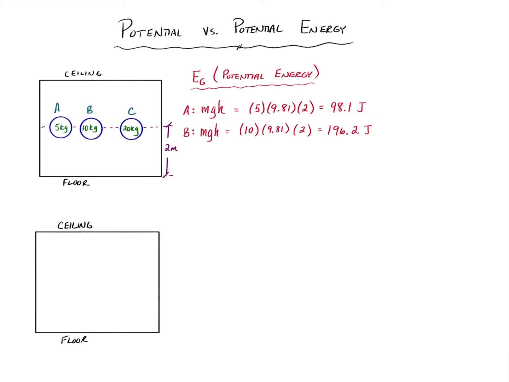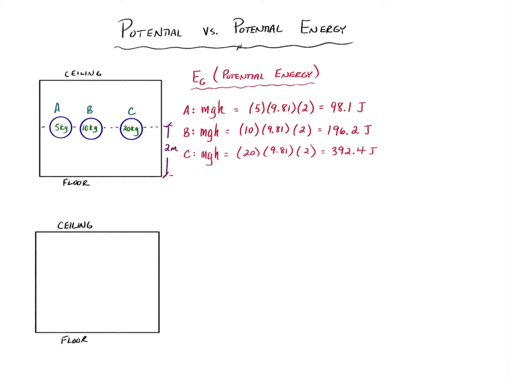If we do the same with B using the 10 kilogram mass, we get 196.2 joules, and we get 392.4 joules if we do that for mass C. So that makes sense. More mass yields more potential energy. If, however, we want to look at what I kind of call the unit price, so if you buy a crate of eggs, you can take the total price, but you can divide it by the number of eggs and determine how much it cost you per egg.